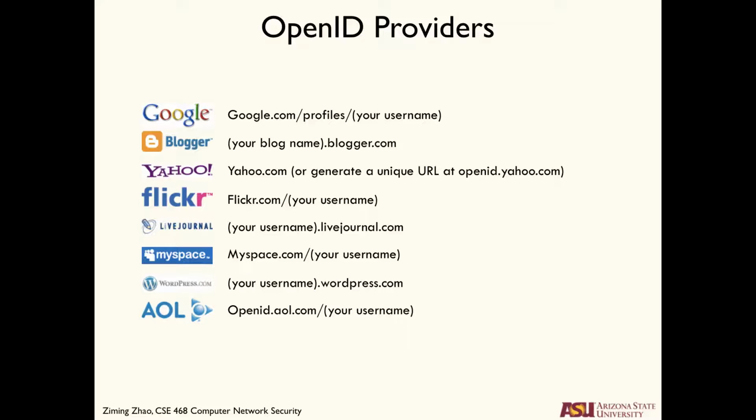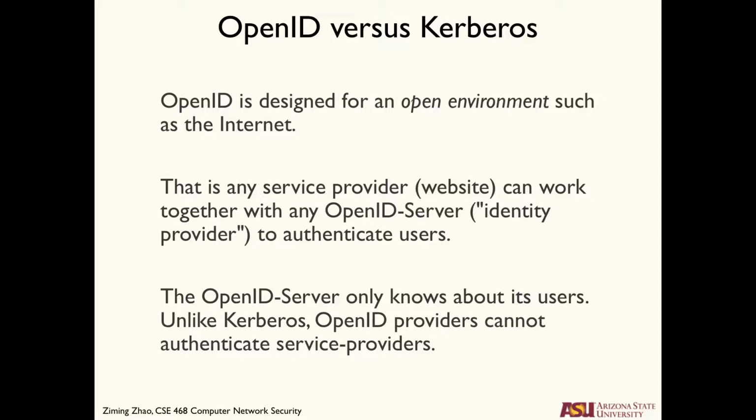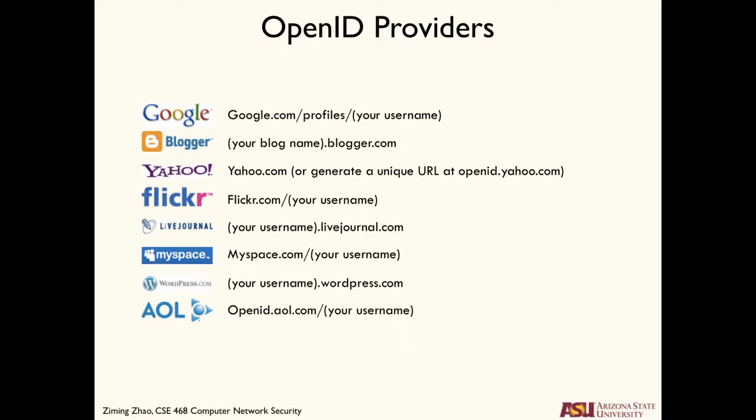So what is the difference between OpenID and Kerberos? Because they are trying to do similar things, helping you single sign on, where you only need to input your password once. OpenID is designed for an open environment, such as the internet. Since this is an open environment, there is really no single trusted third party. If you call these trusted parties, there are many trusted third parties, not a single one. But in Kerberos, there is supposed to be one.